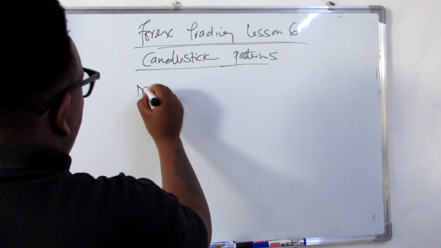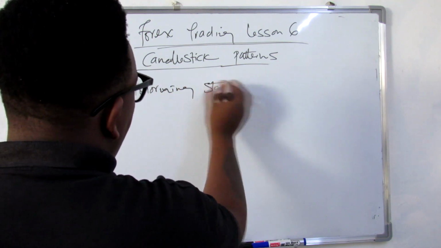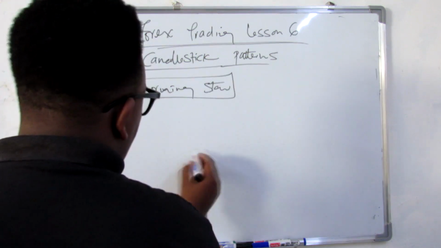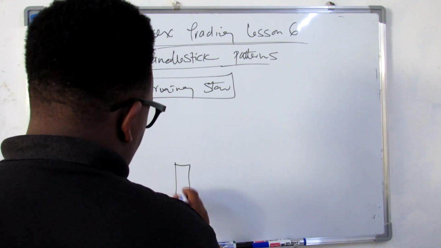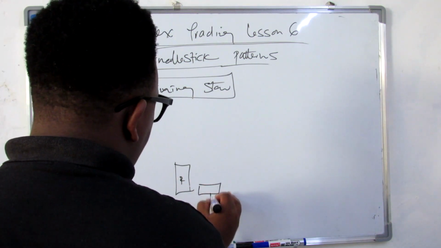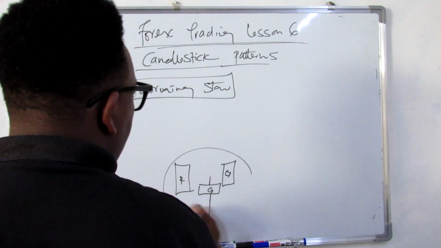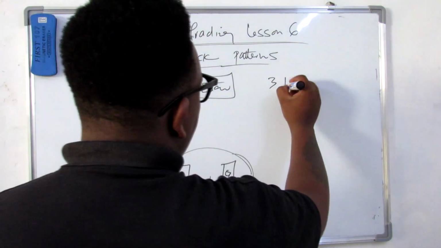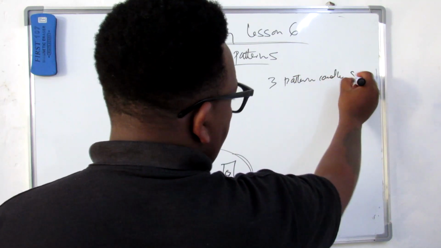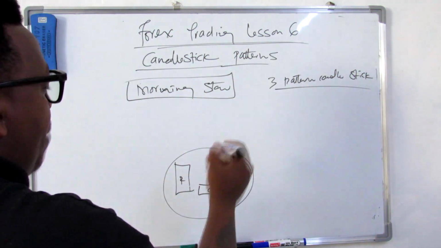So let's go ahead and look into another popular candlestick pattern, which is called the morning star. With the morning star, these are a combination of three candlesticks. It's usually like this. These are red ones, and then we have a combination of the hammer, plus another. This combination of three is normally considered a three-candlestick pattern.